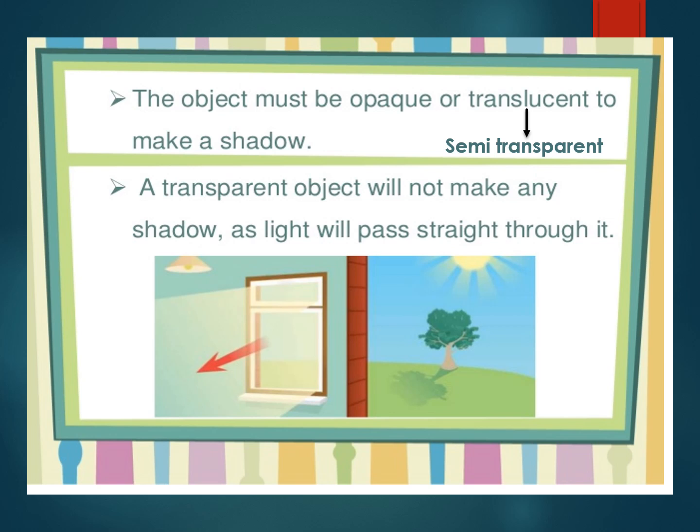Again, we have three types of materials. First one, opaque. Second one, translucent or semi-transparent. Third one is transparent. Opaque materials block the light from moving through. Semi-transparent will allow some light to pass through, but anything behind it will not be clear. Transparent materials allow light to pass through, and anything behind it will be more clear, like glass. Okay?